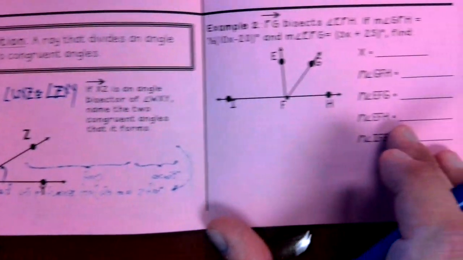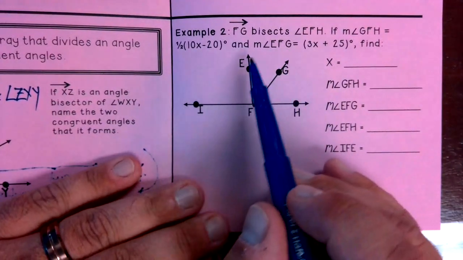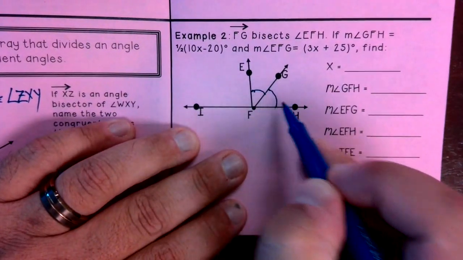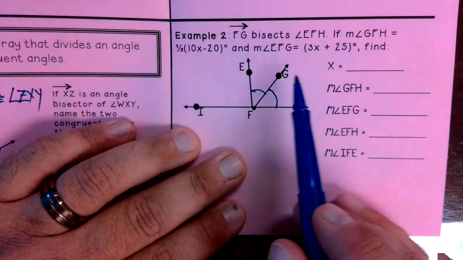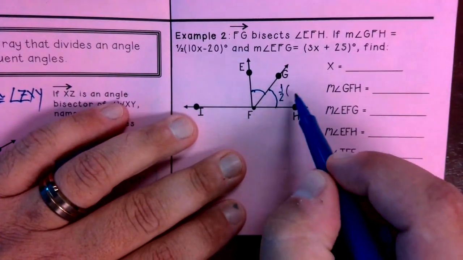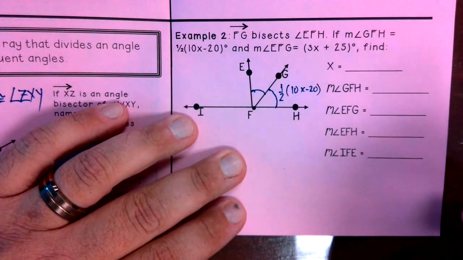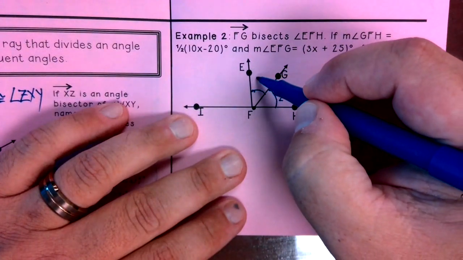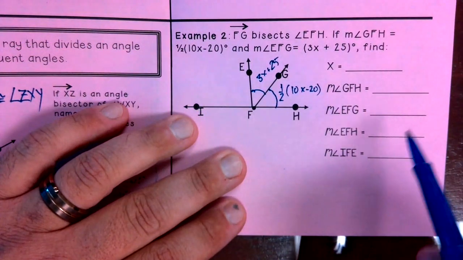How that works over here is when we have this, it says FG bisects angle EFH. So these two parts are the same. And I'm going to just mark those just like that so I can see that they're the same. And it says if GFH is 1/2 times 10x minus 20, and EFG is 3x plus 25, I want to find all of this stuff right over here.